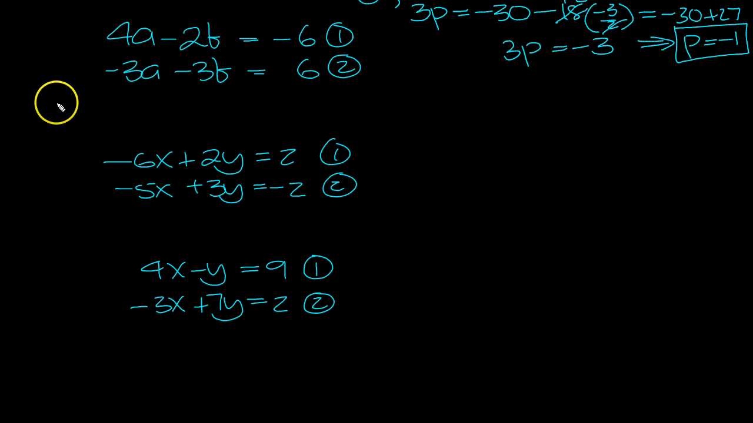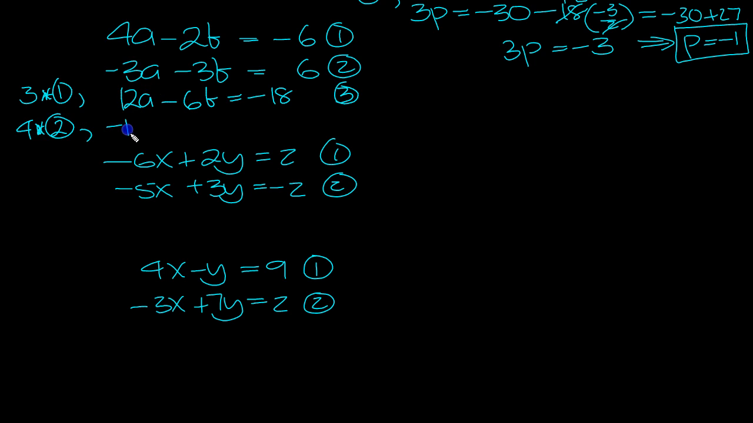So let's triple that one. So 3 times 1. So we'll get 12a minus 6b equals minus 18. 3 of these, 3 of these, and 3 of these. And 4 times 2. 4 of these is minus 12a. 4 of these is minus 12b equals 4 of these. 4 6s are 24.